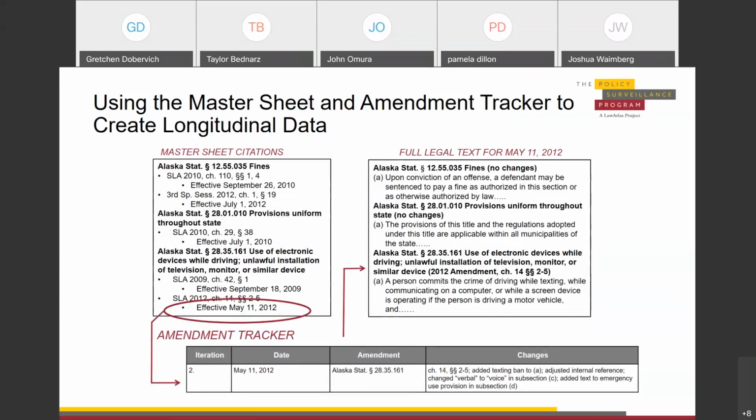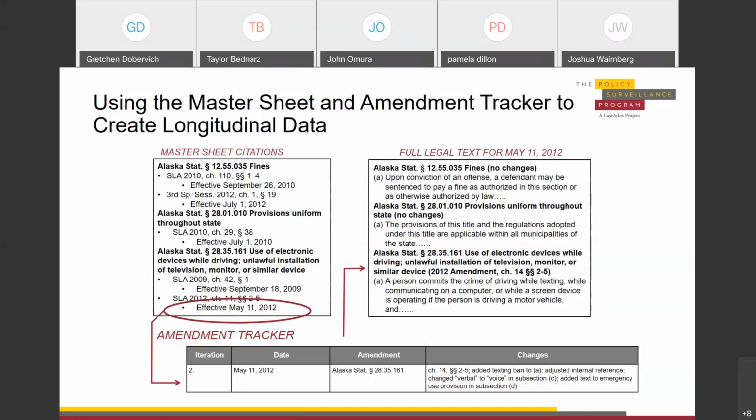So we care about each time each of these laws in our master sheet was amended. As we can see here, refined citations are recorded in this master sheet, where all relevant laws in Alaska's jurisdiction are recorded along with each of their amendments and effective dates for each of these laws. The researchers will then use the master sheet to create the amendment tracker, which adds an iteration for each date the law changes.